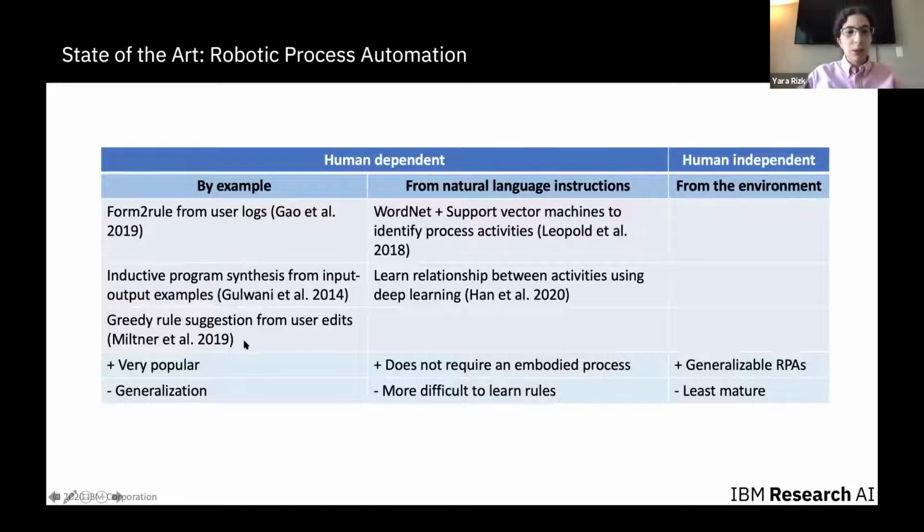But let's quickly go through this. Again, this is not an exhaustive list of all of the references out there, but just a quick snapshot of what exists in the literature. So by example, we can basically create rules from forms.